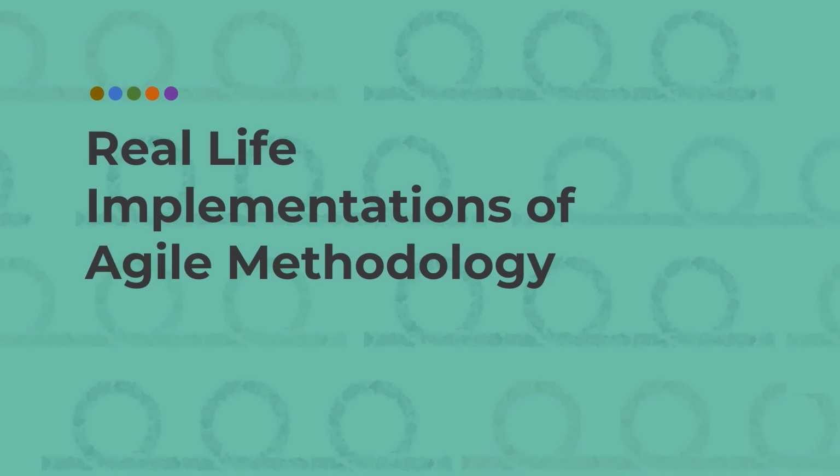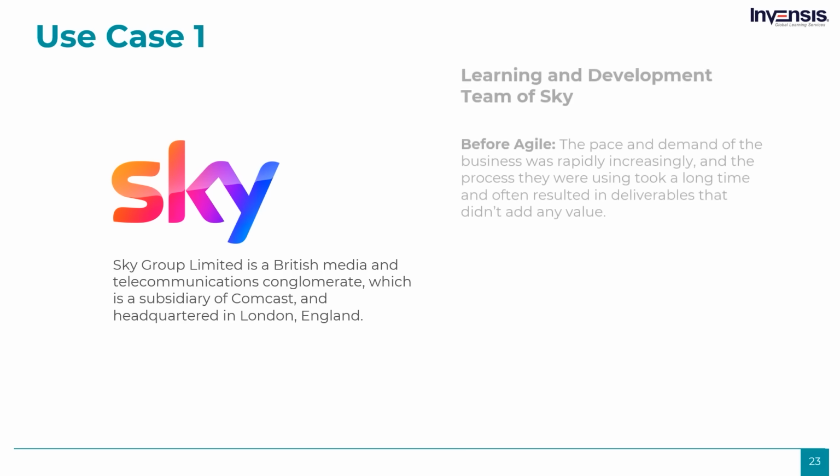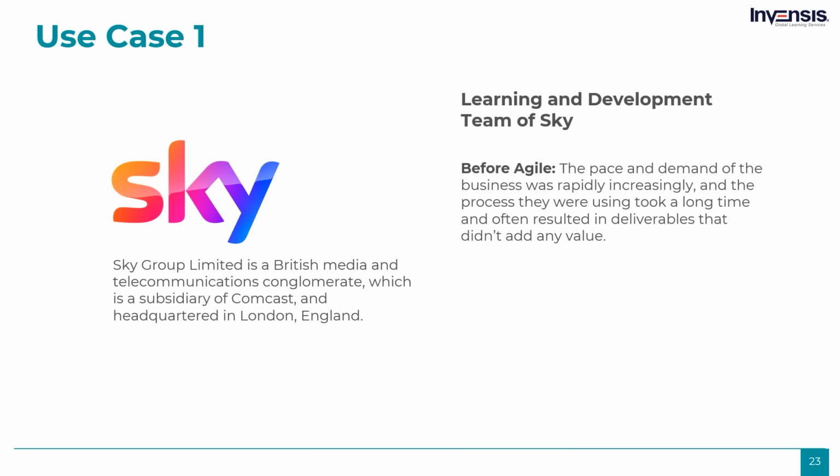Who uses Agile in the real world? More firms than you think. Well, let us check out some real-life implementations of Agile then. Sky Group Limited is a British media and telecommunications conglomerate, which is a subsidiary of Comcast, and headquartered in London, England. For more than 8 years, Sky was using the same old classic method of define, design, and deliver.